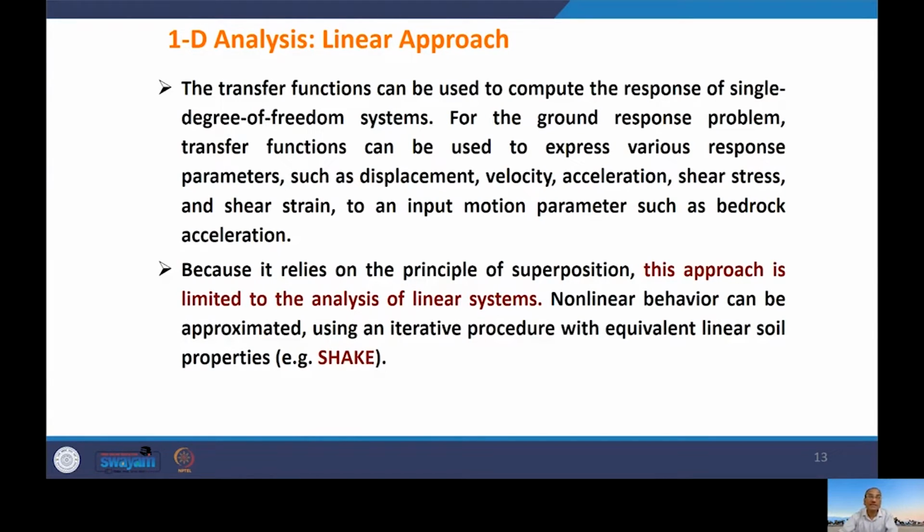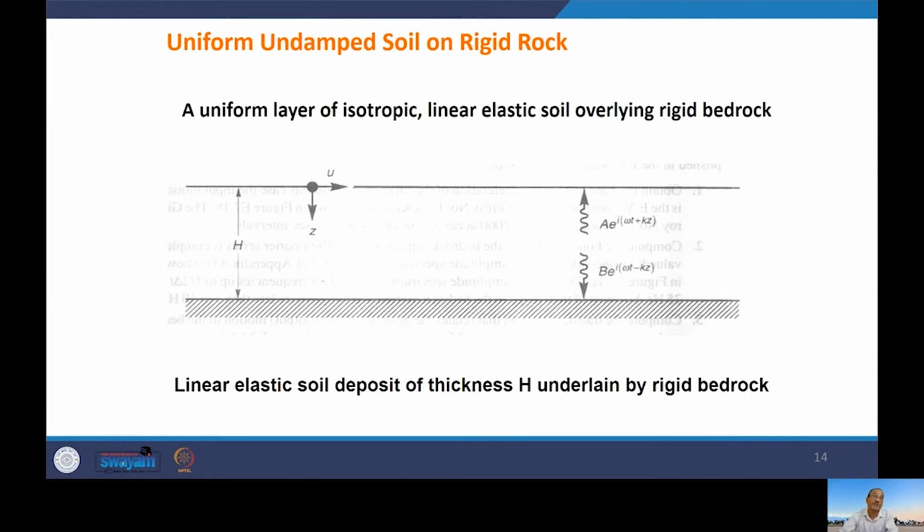Because this transfer function technique relies on the principle of superposition, this approach is limited to the analysis of linear systems. Nonlinear behavior can be approximated using what is called an iterative procedure with equivalent linear soil properties, for example, the program SHAKE. Now, continuing with that, let's take one case for the 1D analysis.